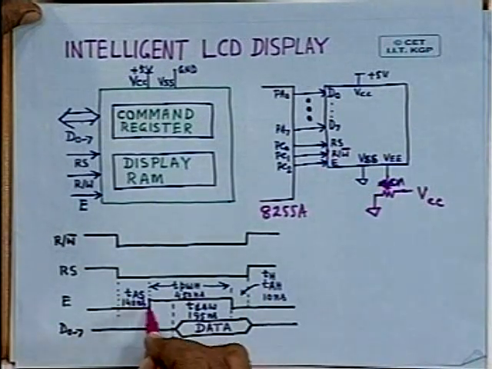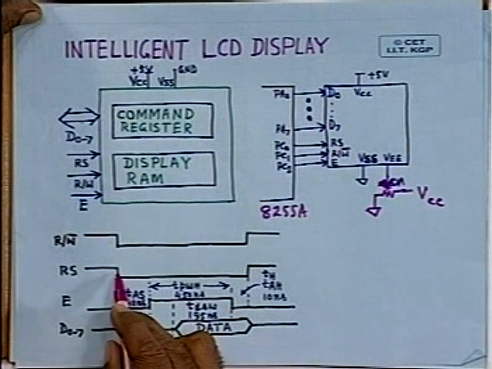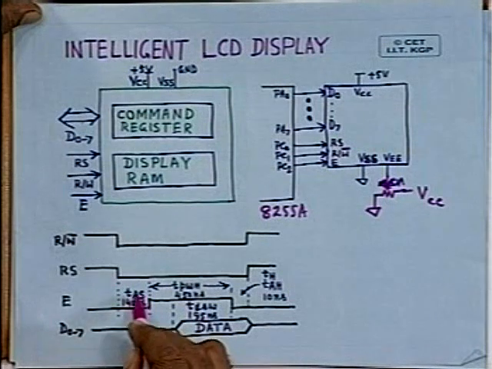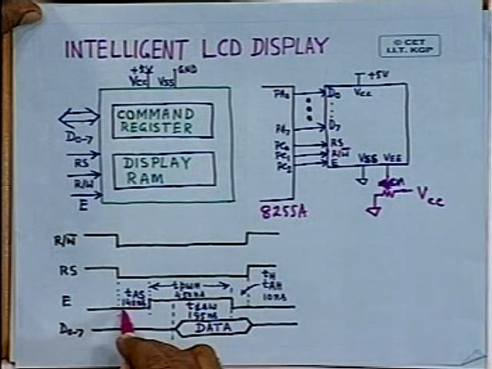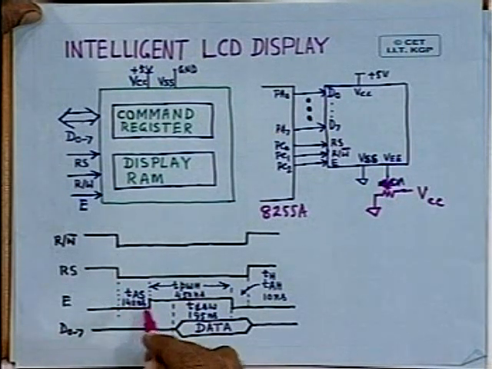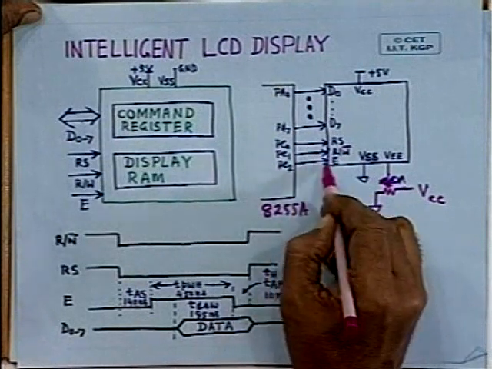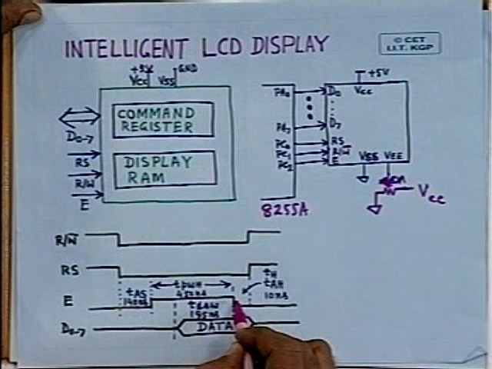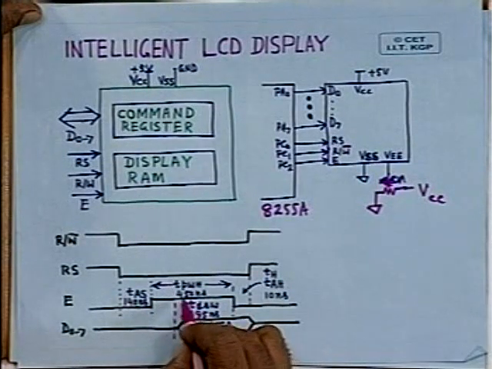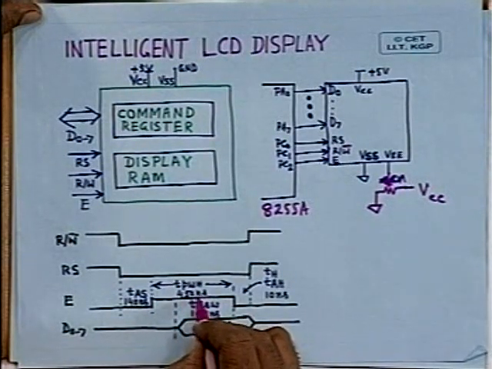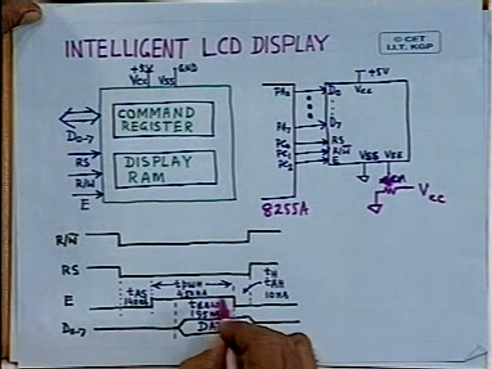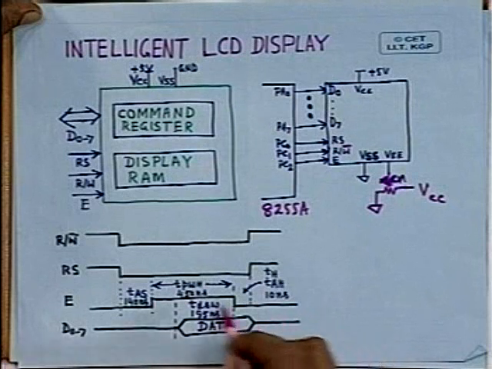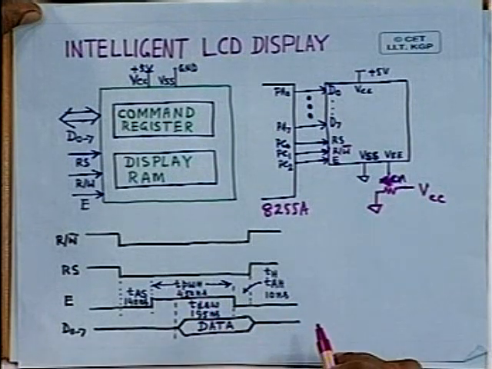As you can see here, after you generate the register select, there is an address setup time, which is typically 140 nanoseconds. After that you generate the enable signal, and you have to keep that signal for 450 nanoseconds, so that the chip is enabled and reading and writing is possible. So 450 nanoseconds is necessary for that purpose.